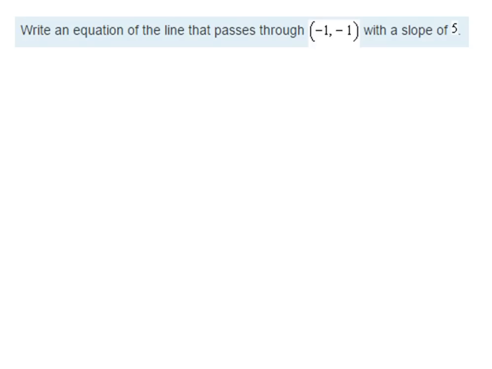First example I have up on the screen here from Power Standards Quiz 18, where we have to write an equation of the line that passes through the point -1, -1 with a slope of 5. And in all these examples, what you are asked to do is to write this equation in slope-intercept form, and slope-intercept form is y equals mx plus b, where m is the slope and b is the y-intercept, and then x and y are all of the points that lie on the line. And here we're given a point that is on the line, -1, -1, and the slope of the line that we have to write the equation for.